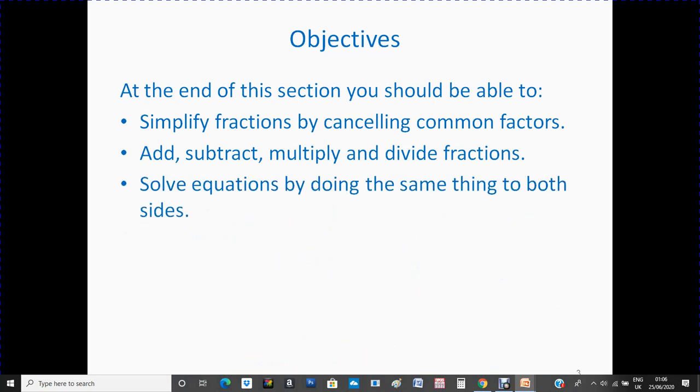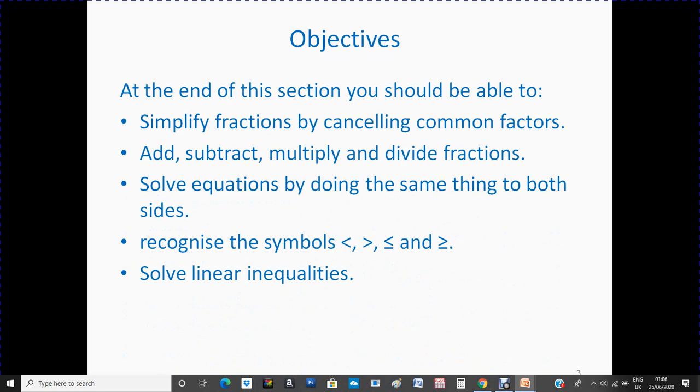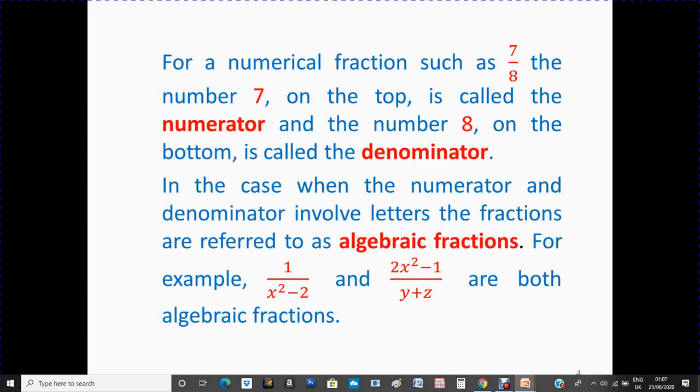Solve equations by doing the same things to both sides and recognize the symbols less than, greater than, less than or equal, and greater than or equal, and then solve linear inequalities. But today we are going to highlight and concentrate on fractions, how to add, subtract, multiply, and divide fractions. Let's start from the beginning.